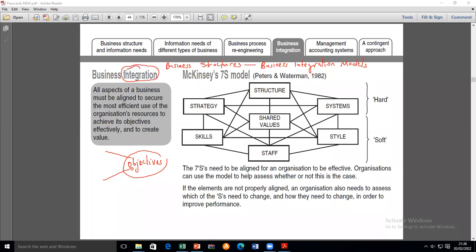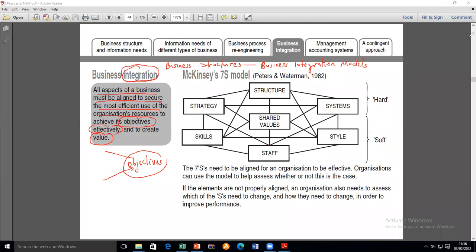So what does the expression business integration refer to? All aspects of a business must be aligned to secure the most efficient use of the organization's resources to achieve its objectives effectively and create value. So we need to realign all aspects of our business. Now, how do we do so?